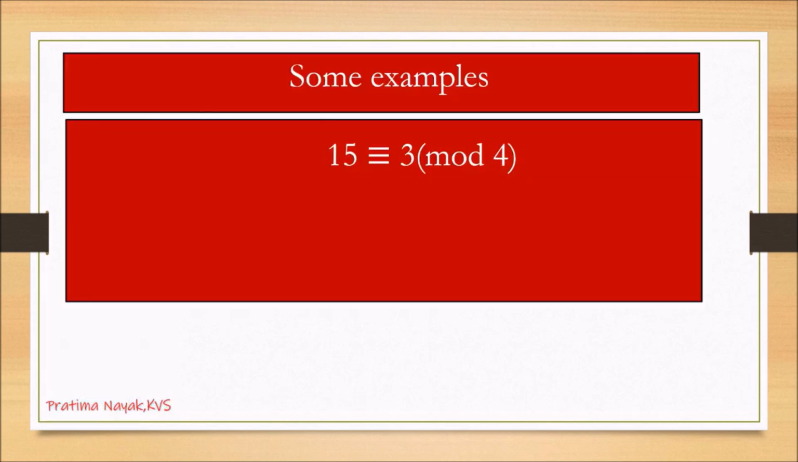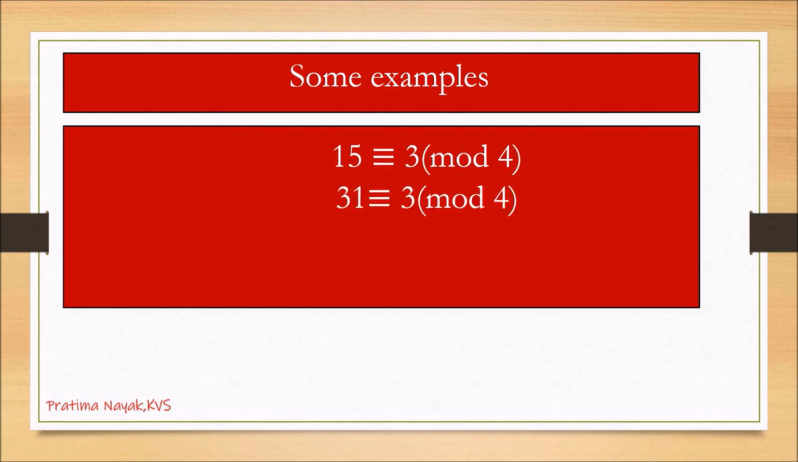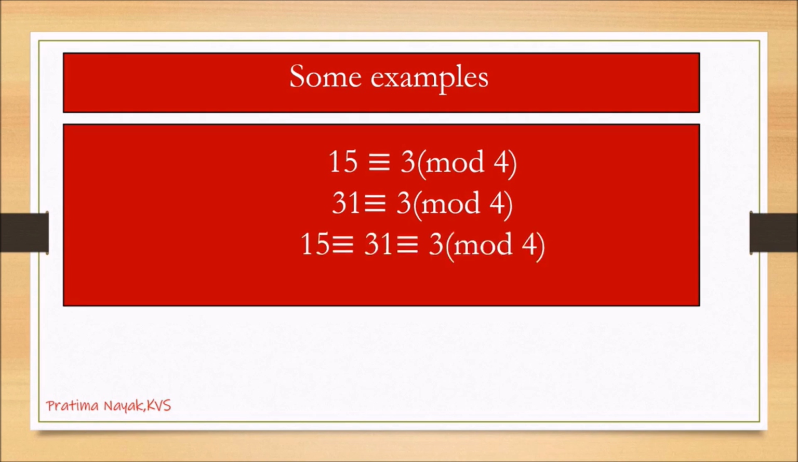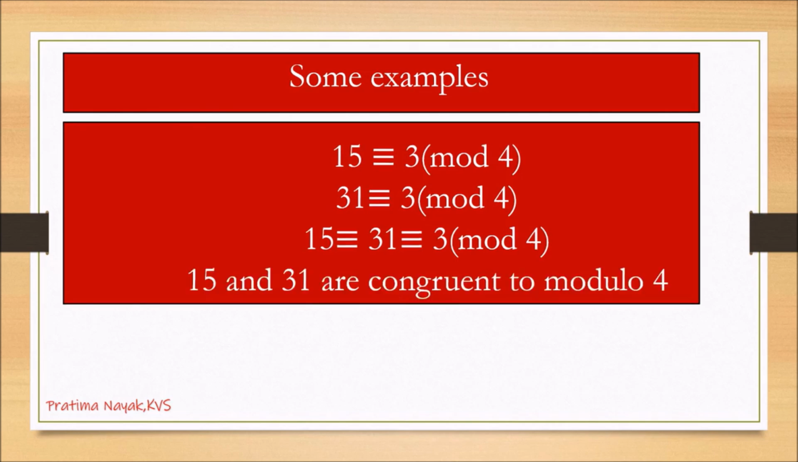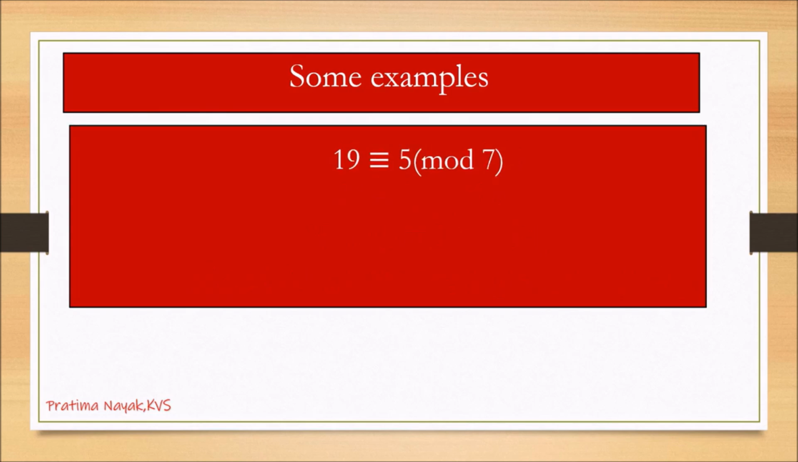Some examples. 15 is congruent to 3 modulo 4. That means when 15 is divided by 4, we get the remainder 3. Similarly, 31, if we divide by 4, we again get the remainder 3. 4 sevens are 28, remainder is 3. So 15 and 31 are congruent to 3 modulo 4.